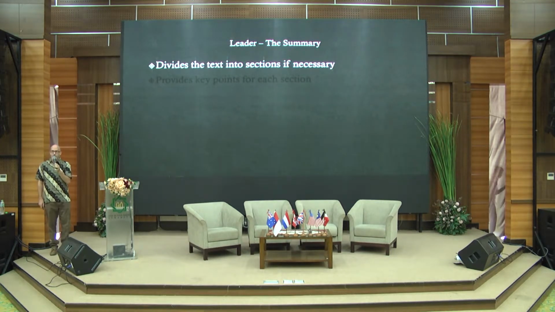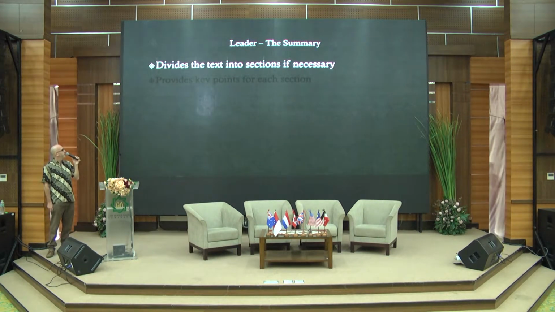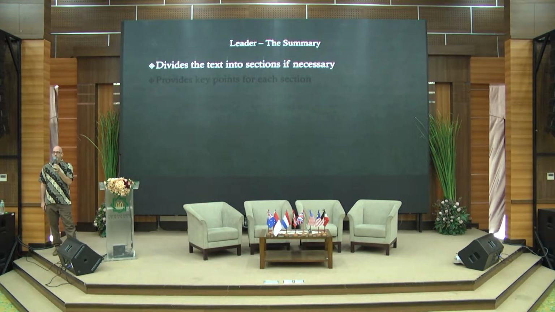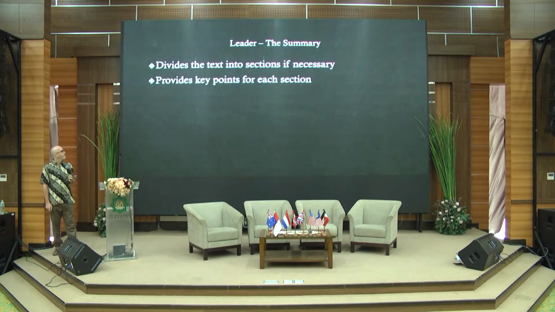So they need to summarize and write the key points. To make this easier, they can divide the text into sections if necessary. If it's a long text, it will need to be divided. If not, it won't. If the text is an academic journal article, it can be divided into the normal sections of introduction, literature review, discussion, or methods, discussion, conclusion. If it's not, then it's down to the leader to look for logical distinctions in the text. And then, as mentioned, they should provide the key points for each section. It doesn't need to be a lot of detail, just enough to summarize the text.